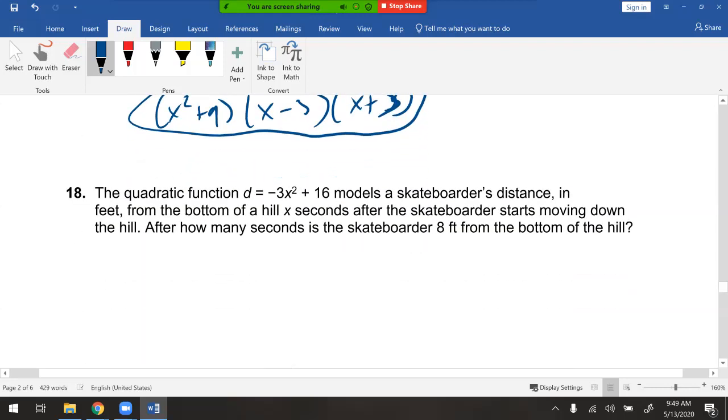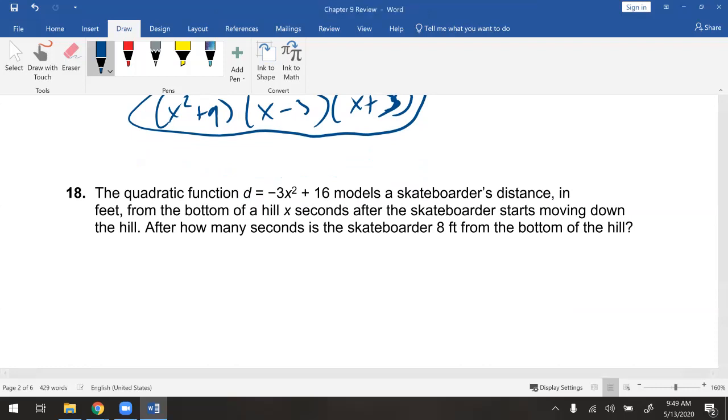Okay, 18. The quadratic function models a skateboarder's distance in feet. After how many seconds is a skateboarder 8 feet from the bottom of the hill? So 8 is going to be your D. So we're going to set this equal to 8. So 8 equals negative 3x squared plus 16. Just solve for x. Okay, so we move the 16 over. We get negative 8 equals negative 3x squared. Then we have 8 over 3 equals x squared.